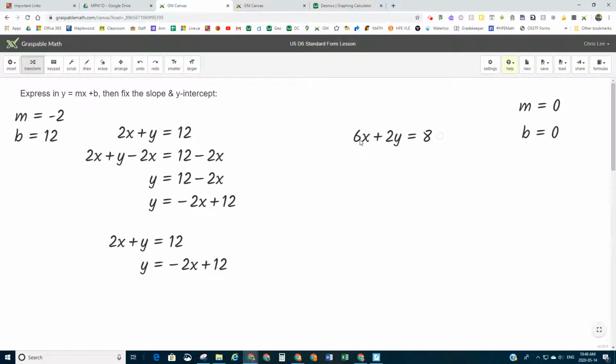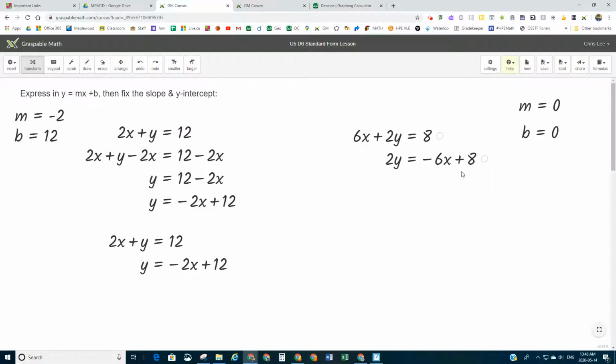So again, I'm going to push shift and click on the 6 and the x, and drag it to the other side. And since the opposite operation to adding is subtracting, if I move it in front of the 8, it does the subtraction. Subtract 6x from this side, it disappears. Subtract 6x from this side, and it's negative 6x.